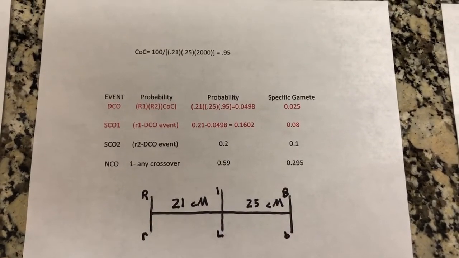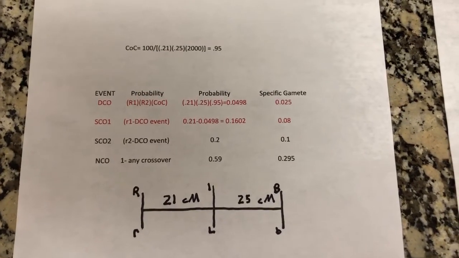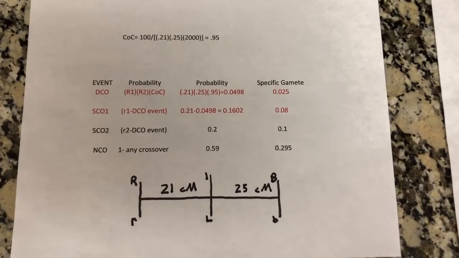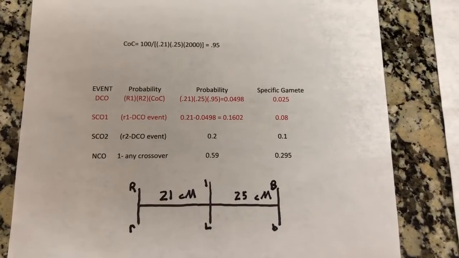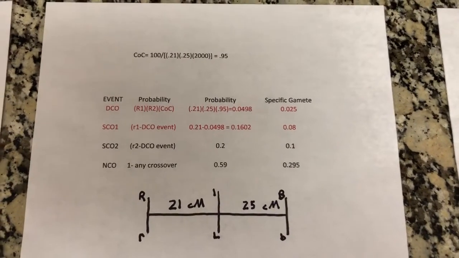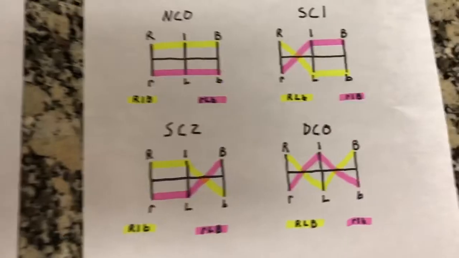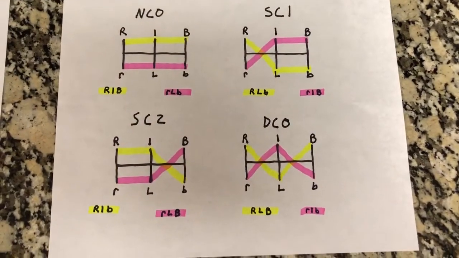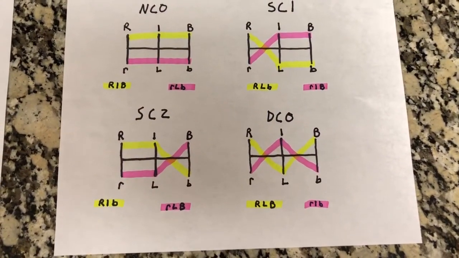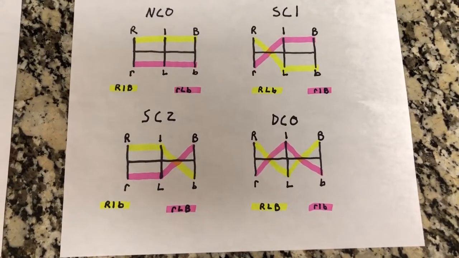And I also multiplied that number by 0.5, since there can be two different single crossover gametes, which gives me a value of 0.08 or 8% for a specific single crossover gamete. And finally here, we can visualize what it would look like on each chromosome for each of the events to occur for every possible genotype.